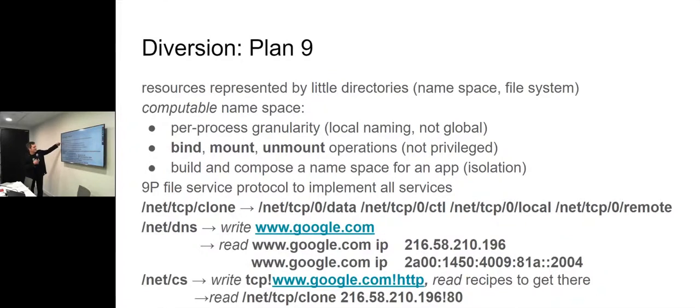The second idea was the idea of a computable namespace. That's to say that a process builds a namespace in which it works, or you build a namespace for a process in which it can work, by applying operations bind, mount, and unmount, none of which are privileged. So any process can rearrange its own namespace freely. And you use those primitives to build and compose a namespace for an application.